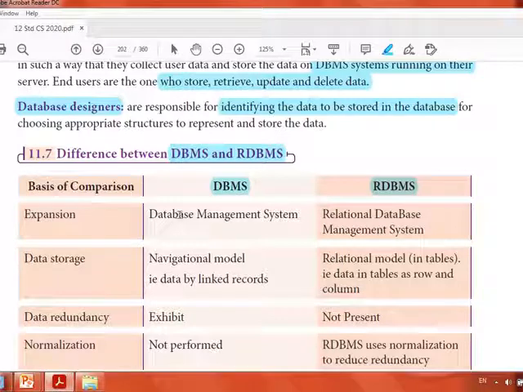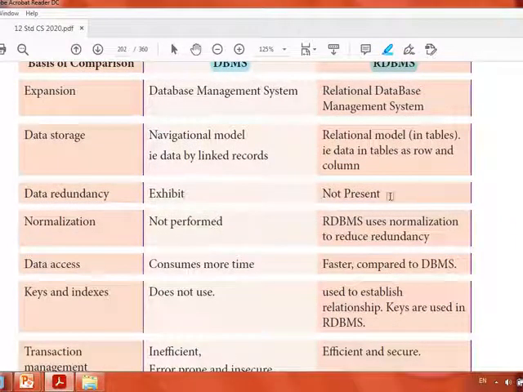First one is expansion. Here it is only DBMS, that is the full form, database management system. This is relational database management system. Next one is data storage. Navigational model, that is data by linked records. Here it is relational model, that is data in table as rows and columns. Next it is data redundancy. It exhibits redundancy, that means duplicate data may appear. Here it will not appear, it will not allow duplicate data.